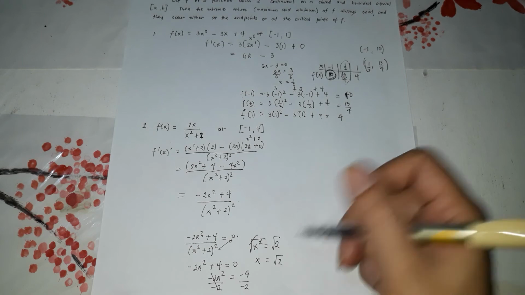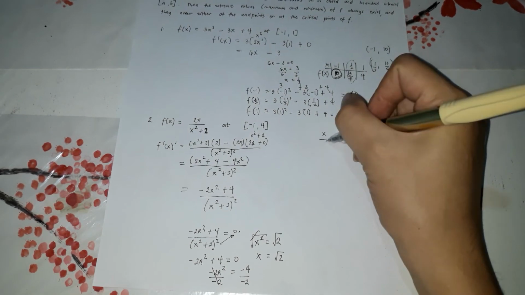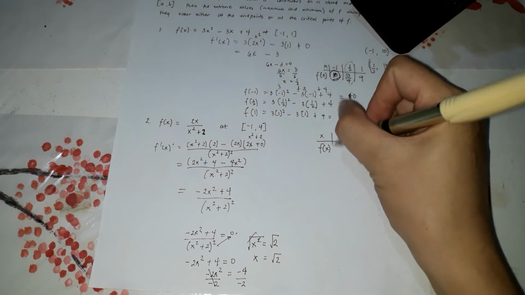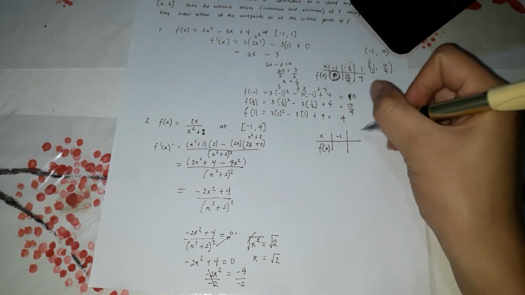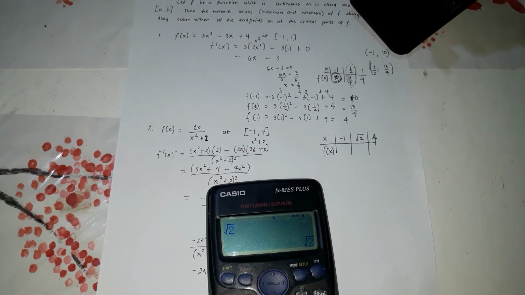Is square root of 2 in between negative 1 and 4? Is it in the middle? So it is. So negative 1, square root of 2, 4. Why is it in the middle? Because the square root of 2 is 1.41. So it is between negative 1 and 4.